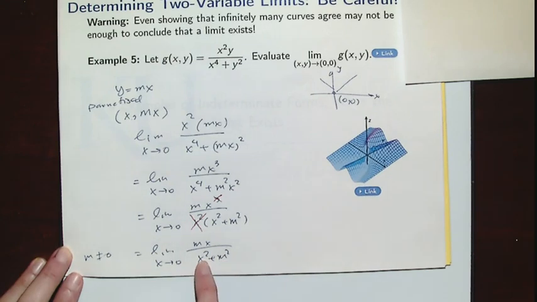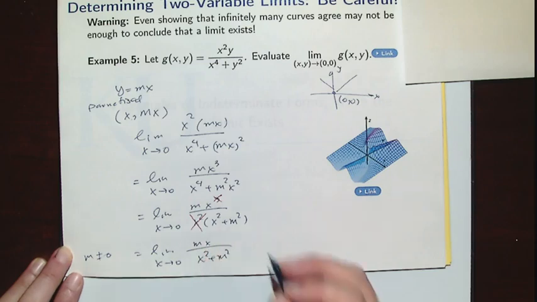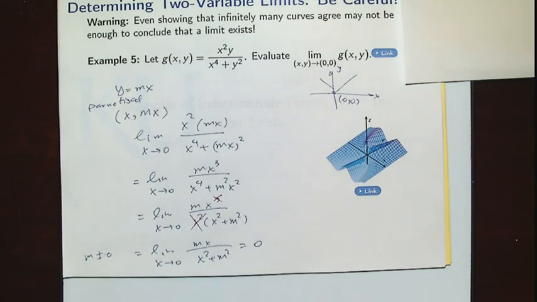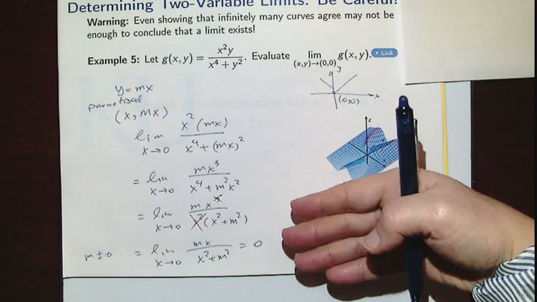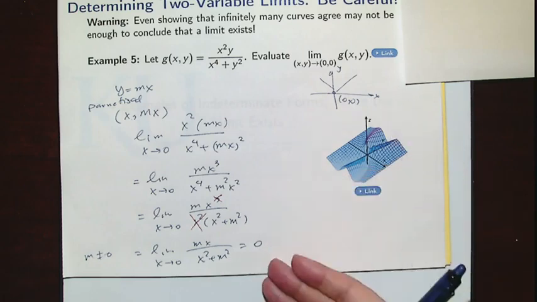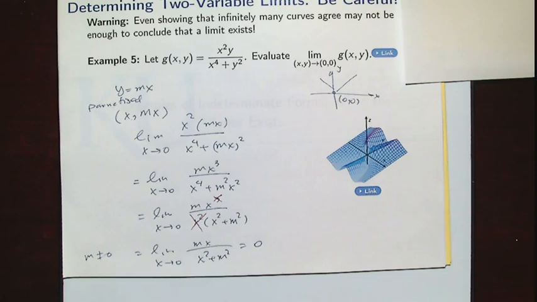The bottom, is it 0 or is it not 0? The top, 0 or not? 0. So the entire thing is 0. So for infinitely many lines, I got the limit was 0. Infinitely many paths. But there is a non-straight path that is going to give me non-zero.